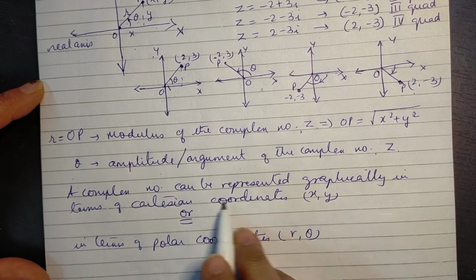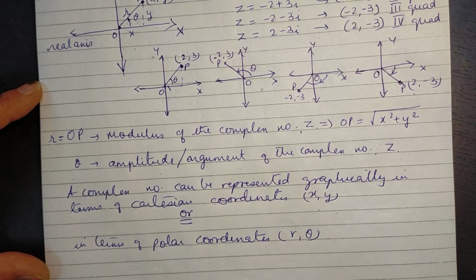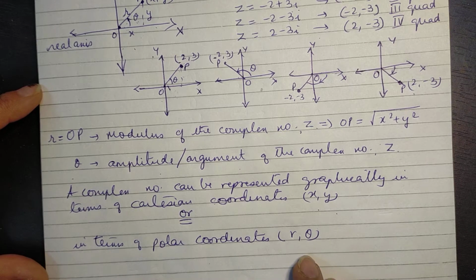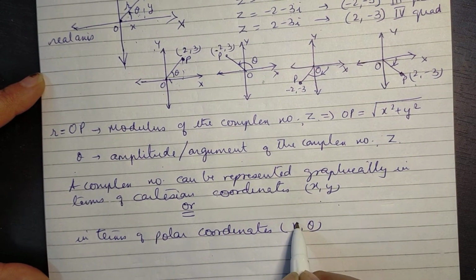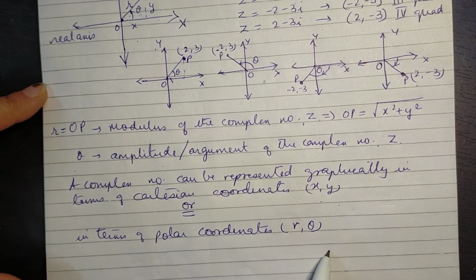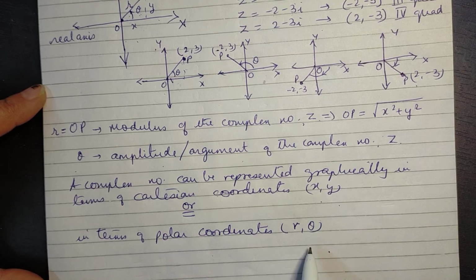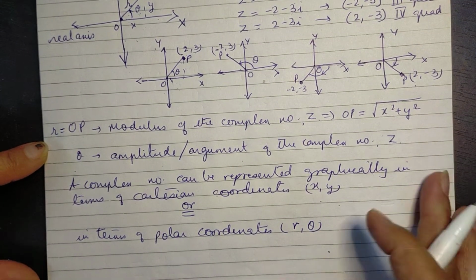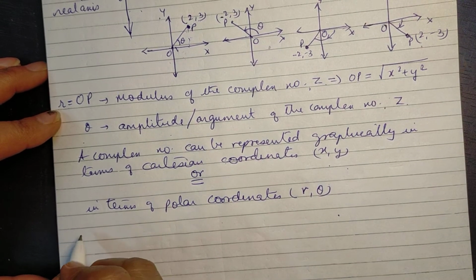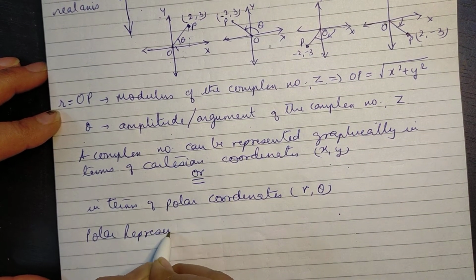So when you are representing them in terms of x and y, the representation is called the Cartesian representation, and when you represent in terms of r and theta, the representation is called the polar representation. Now let us consider the relation between polar and Cartesian form.